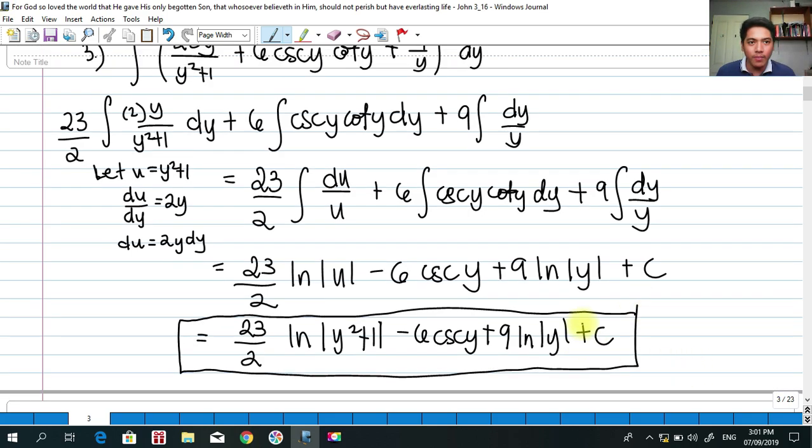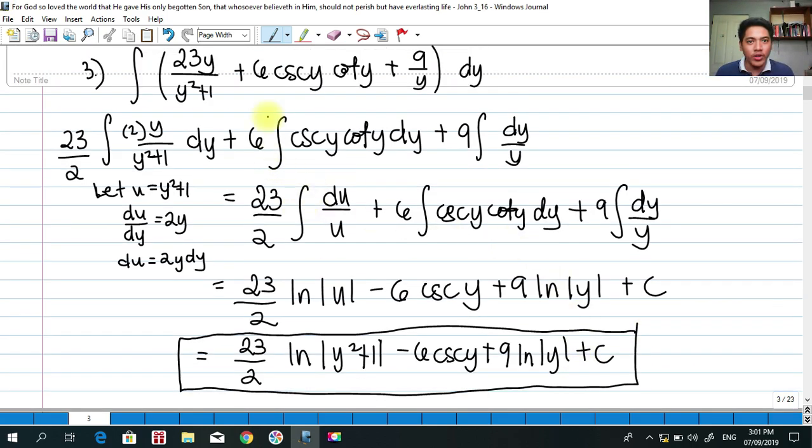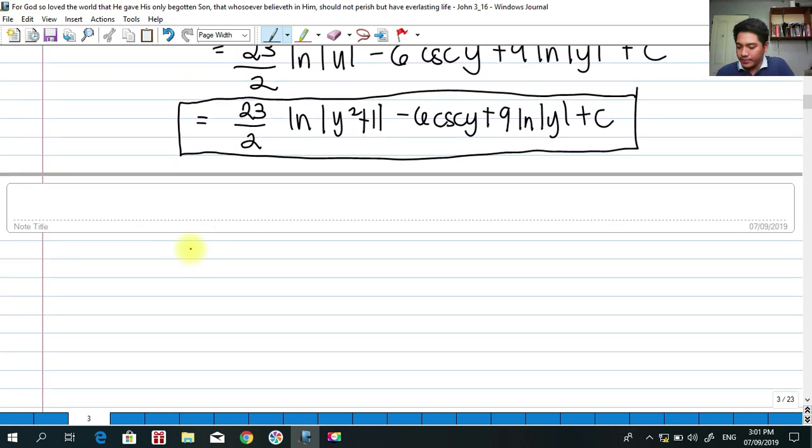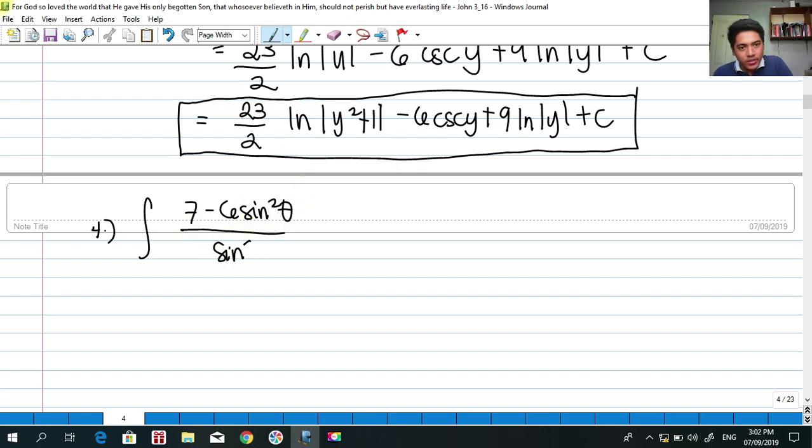So as you can see, our problem involves also some polynomials, some u substitution. So this is not purely a trig, but it involves trigonometric functions. Okay? So number 4. Number 4 is find the integral of 7 minus 6 sine squared theta over sine squared theta d theta.